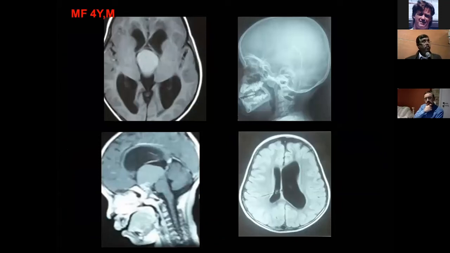Another patient with this tumor, and you can see the shunt. This is from Sudan. Shunt.